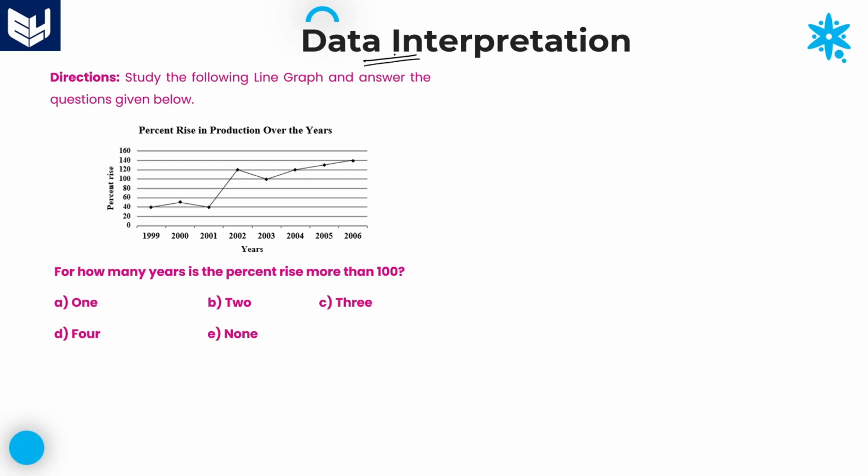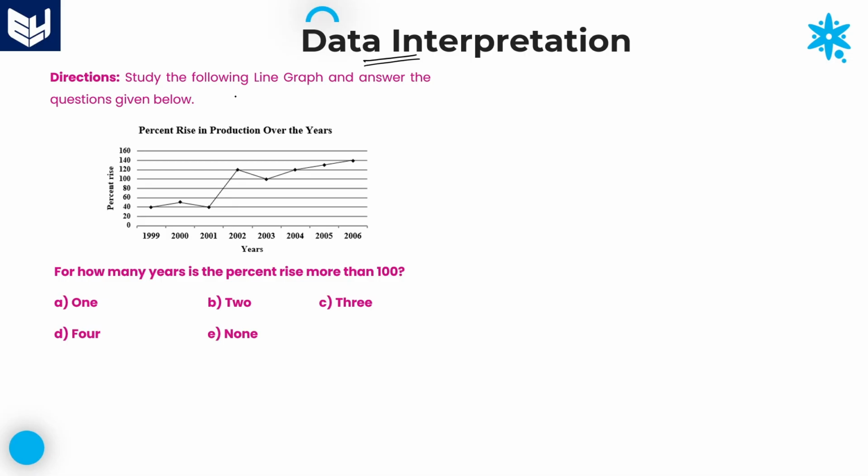In this session, I am going to explain line graph data interpretation. In the last session we started line graph data interpretation. Let's continue the session with one more line graph data interpretation.